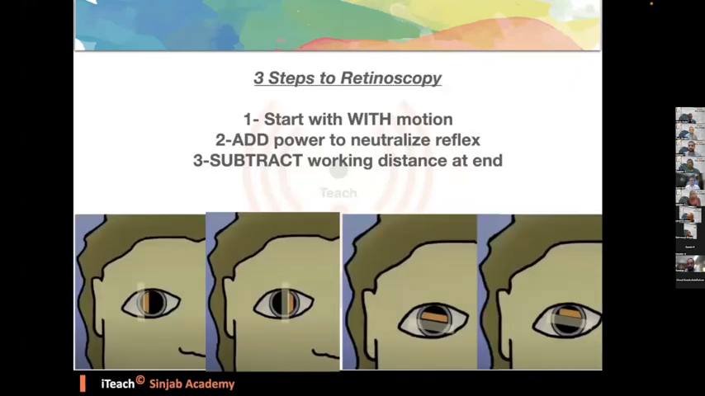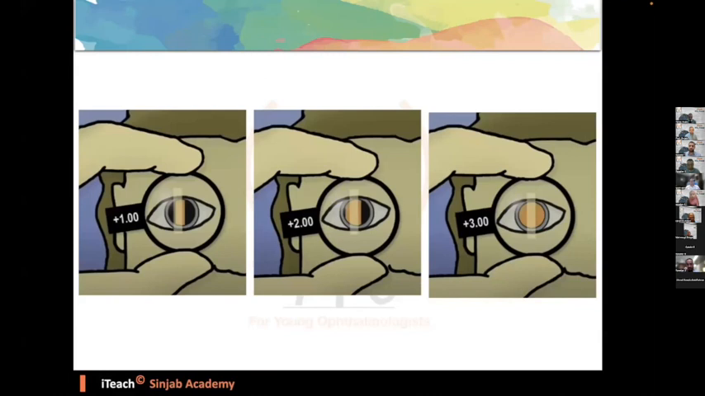So the three main steps of the retinoscopy are to start with motion, add power to neutralize the reflex, and then finally subtract the working distance at the end. And this is an example of neutralizing a patient with retinoscopy. We can use loose trial lenses, and this patient has a with motion reflex. So we try to add the plus lenses. By adding +1, the reflex will become more apparent. +2, it will become broader, and +3, it will be neutralized, so that we are reaching the target of the objective refraction.